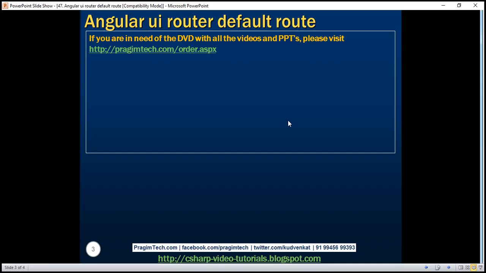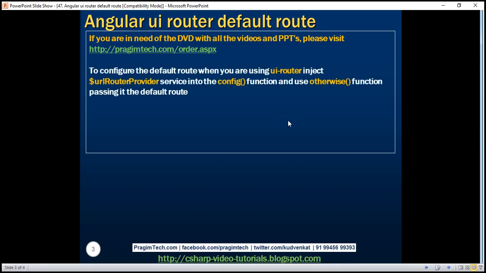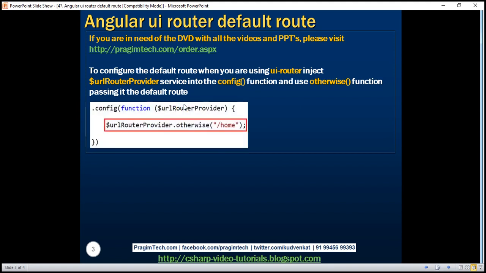To define a default route when using UI router, all you have to do is inject $urlRouterProvider service into the config function and then use its otherwise function, passing it the default route. Let's look at this in action. Let's flip to Visual Studio.